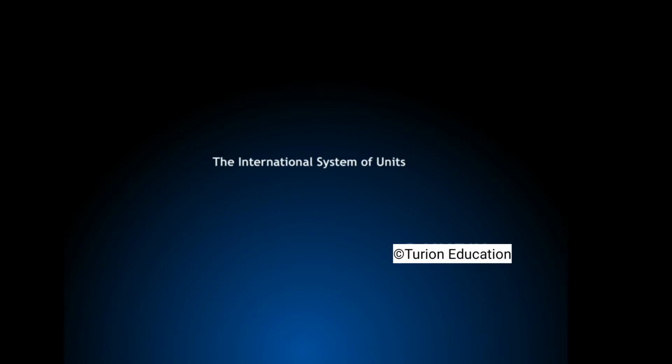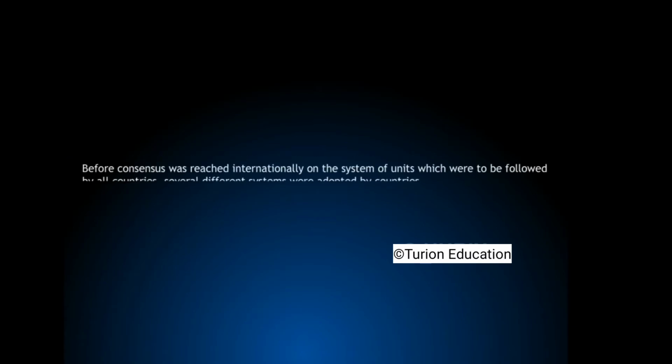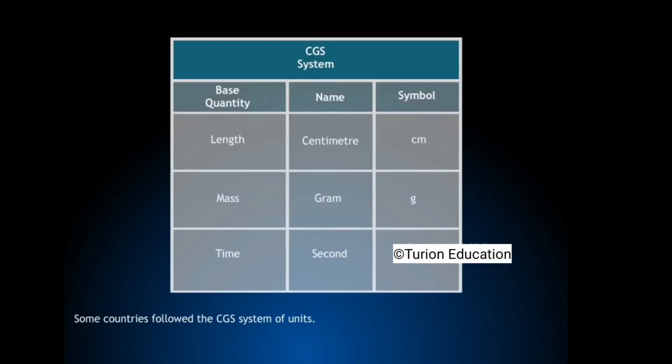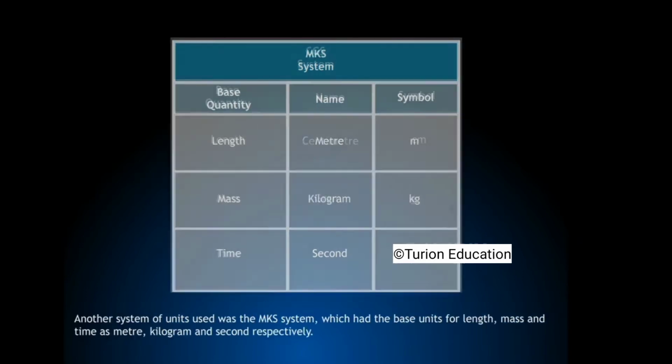International System of Units. Before consensus was reached internationally on the system of units which were to be followed by all countries, several different systems were adopted by countries. Some countries followed the CGS system of units. This system had the base units for length, mass and time as centimeter, gram and second respectively.